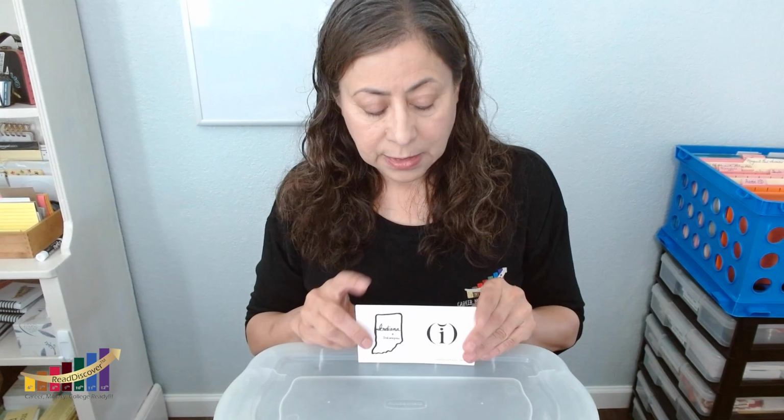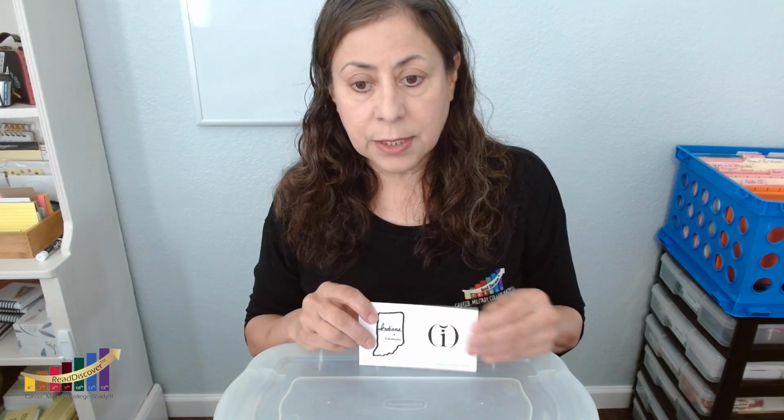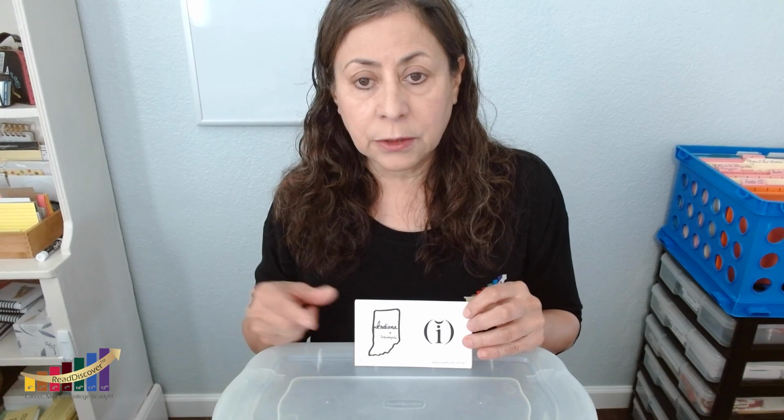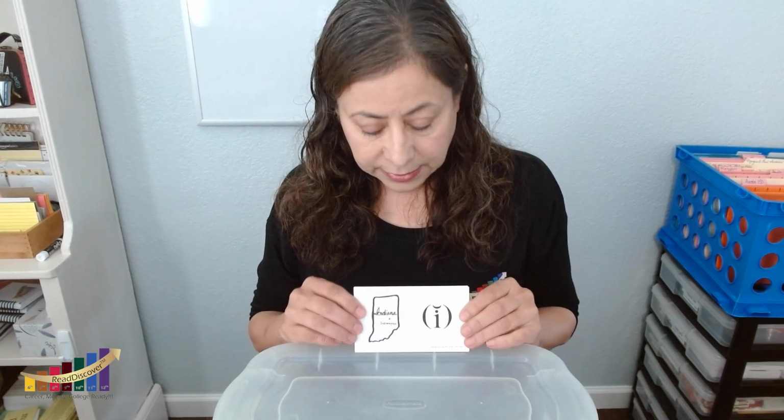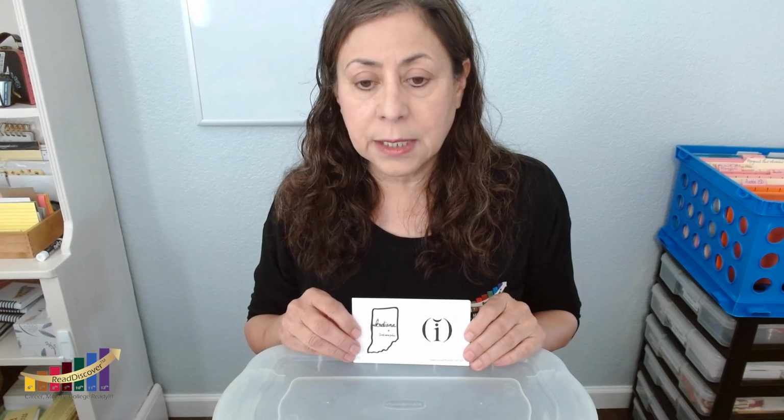You don't want your students to memorize these. You want your students to learn these. You want automaticity. So automaticity is when they're looking at something and they automatically know what it is, and that's what you're building, is automaticity.